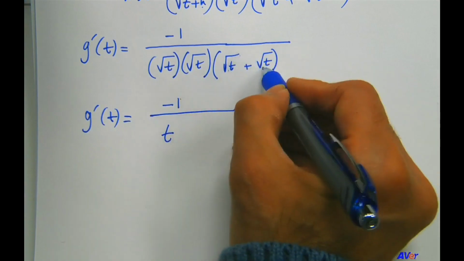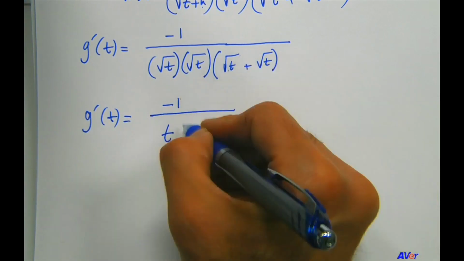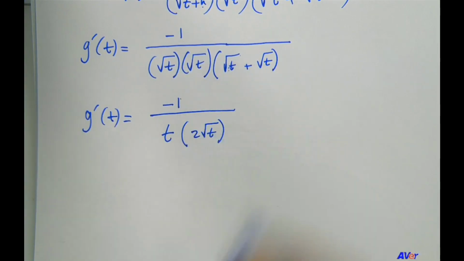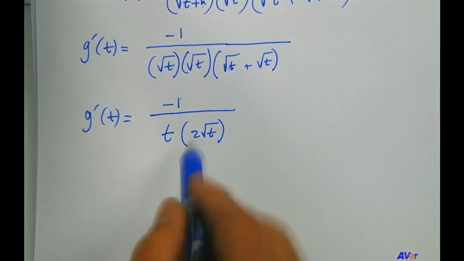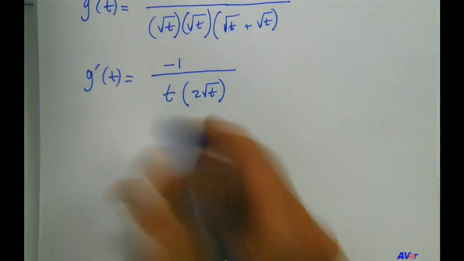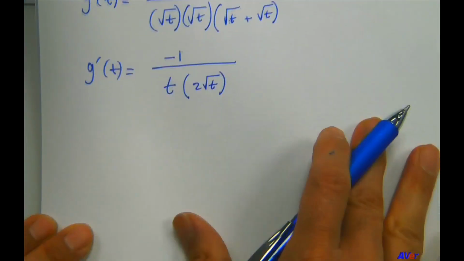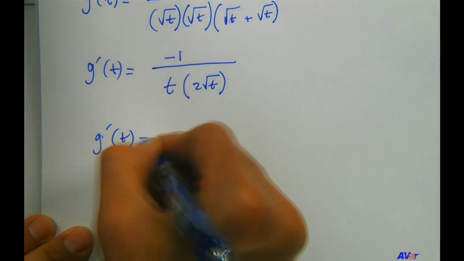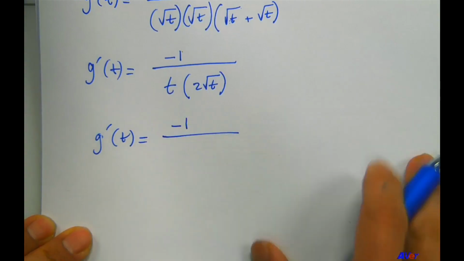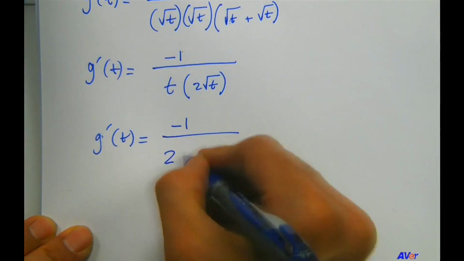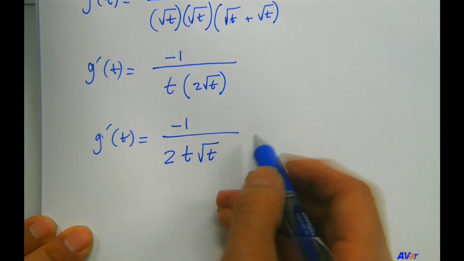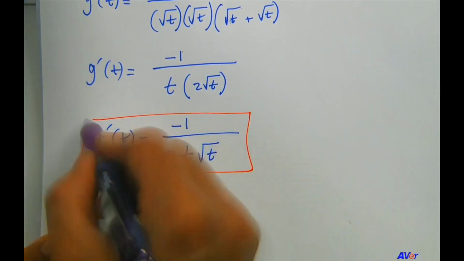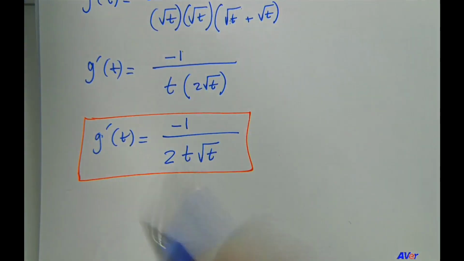Square root of t plus square root of t is 2 square root of t, right? This plus that is 2 square root of t. So what do we get? We already have the answer, but let's put it in a nicer way. So g prime of t is equal to minus 1 divided by 2t square root of t. So this would be the derivative of the original expression using the definition of the derivative.